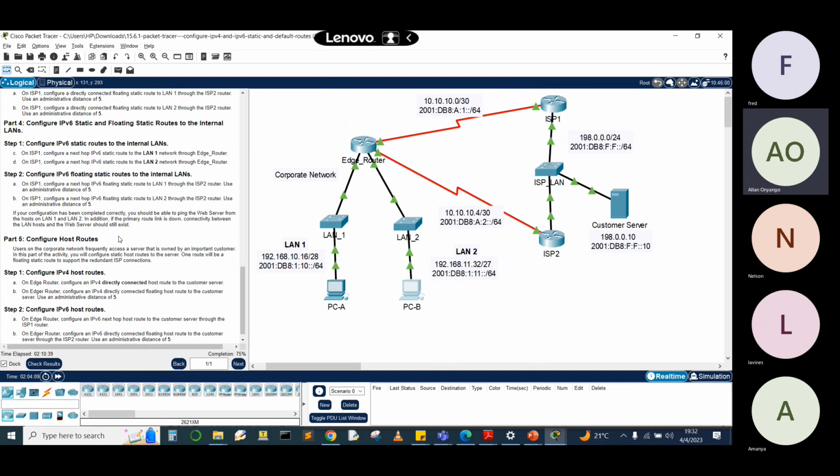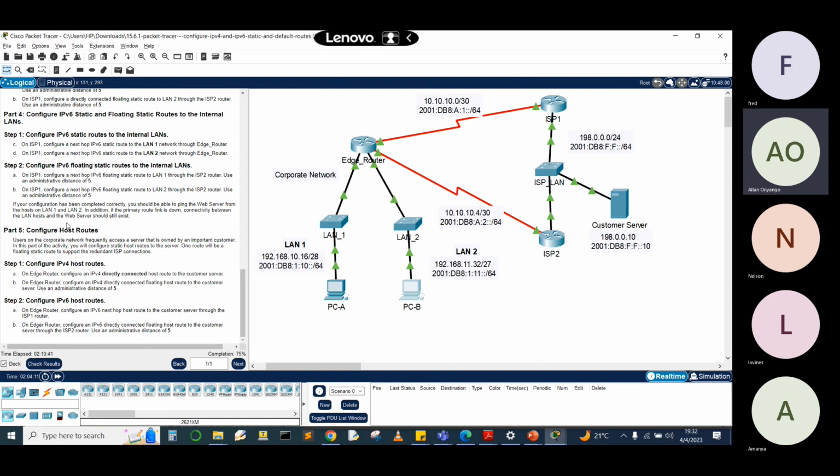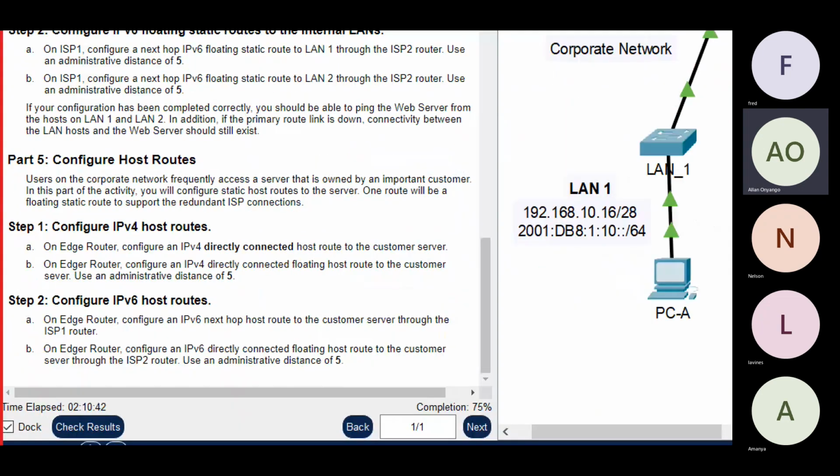Anyway, let's finish up our work by going to step 5. Just zoom it. We are at 75. Remember, we just have 25 more points to go, and we will be good to go.